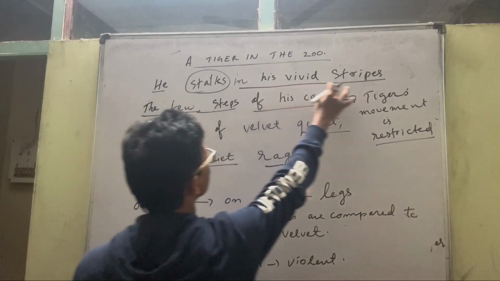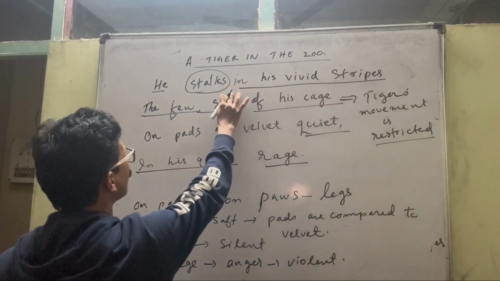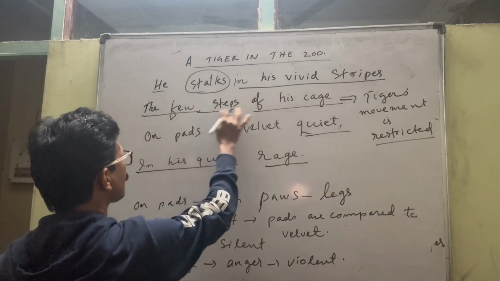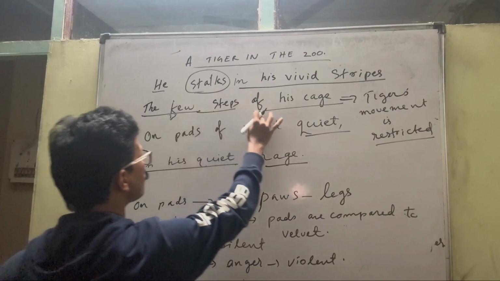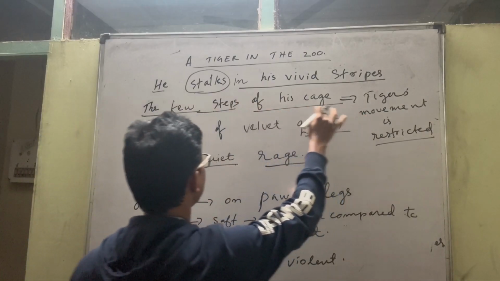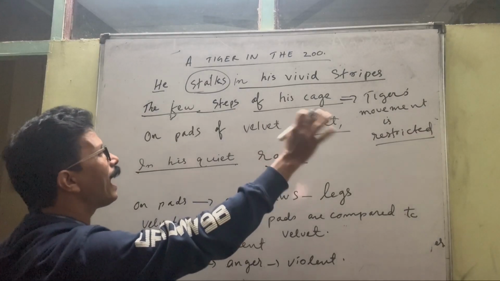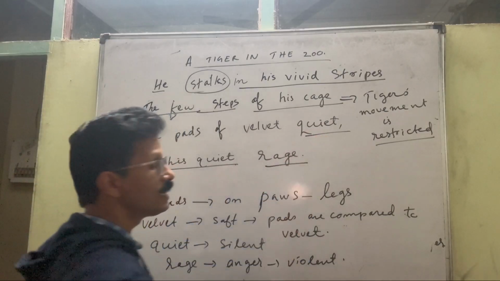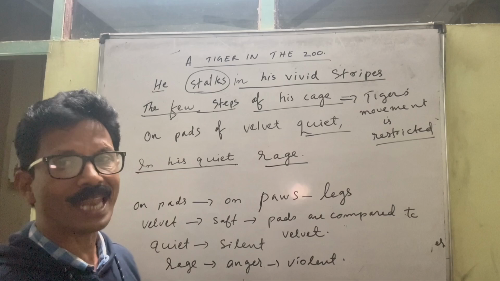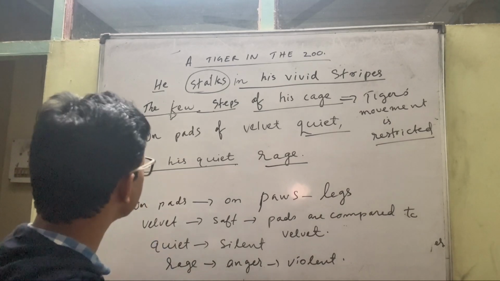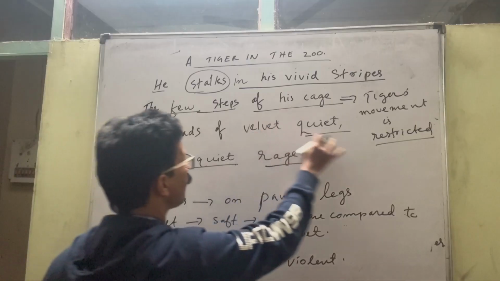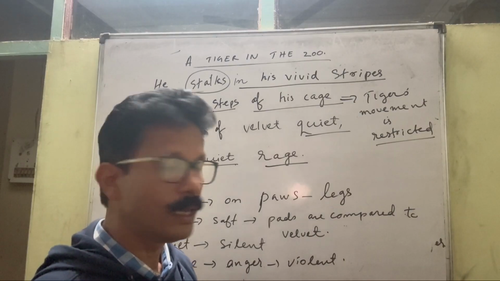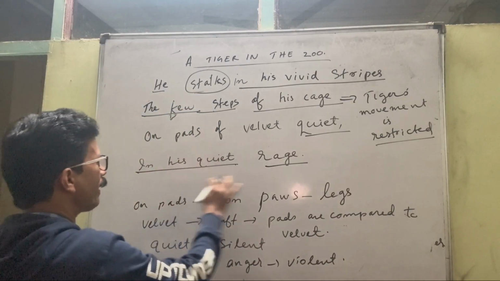He stalks in his vivid stripes, means the tiger is walking in his vivid stripes, and he can only walk the few steps. Which few steps? The few steps of his cage. The cage has decided how many steps he can walk on pads of velvet quiet. That means tiger's paws means legs is described here. It is compared to velvet. Understand my point? Because of the softness. Okay. Because of the softness.